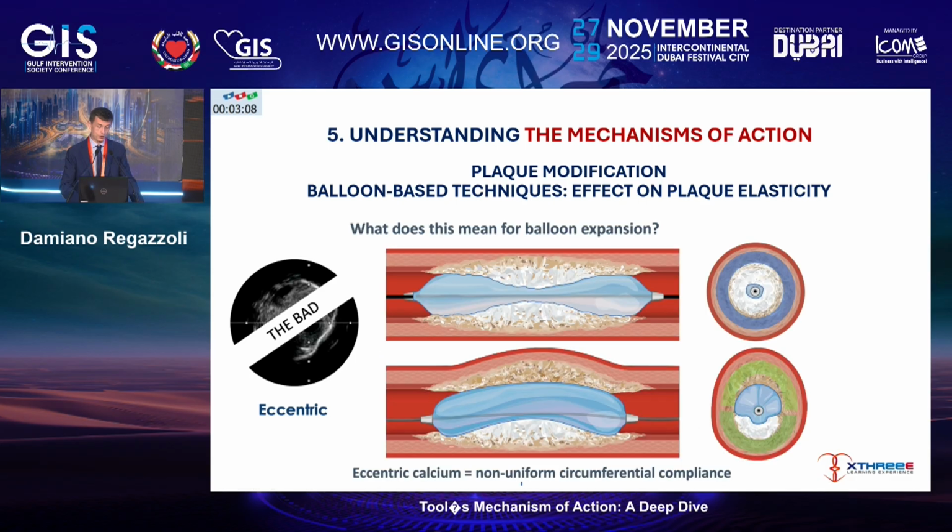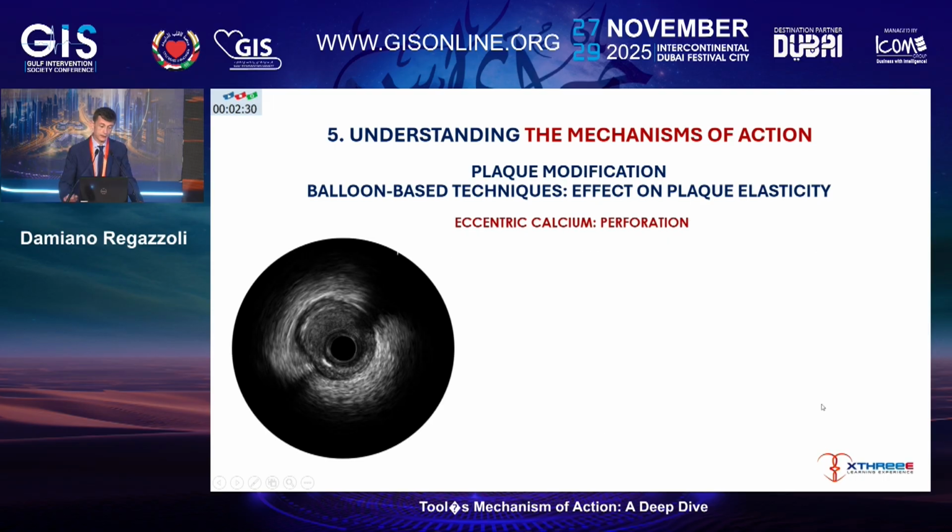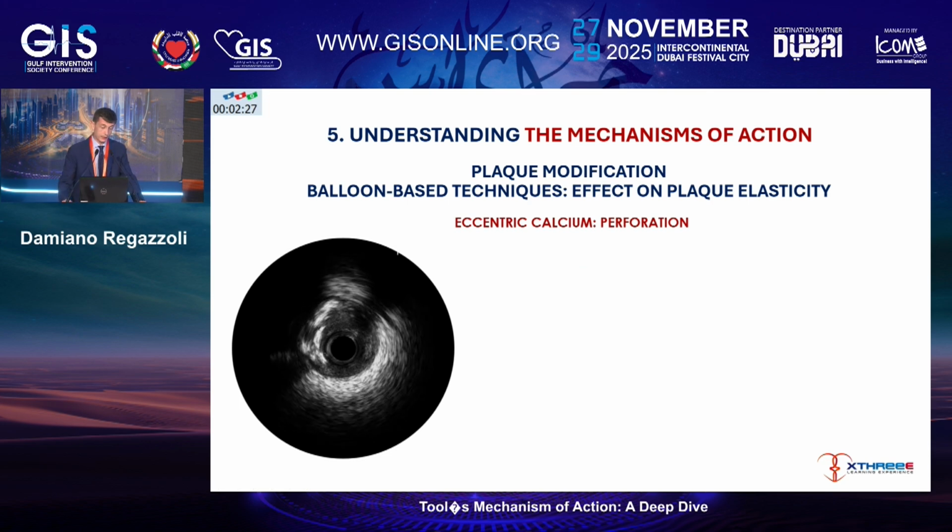But, and this is worse, if you inflate your balloon and push up with atmospheres in concentric calcium, you do nothing because the calcium is there in every direction. In eccentric calcium, you can take the risk of pushing the balloon on the side of the vessel that is less hard to be dilated, so in the healthy or non-calcific part of the vessel, and sometimes you can create a tear in the intimal and medial plane that, if you are lucky enough, is only a dissection like this. If you are not, it can become an actual perforation.